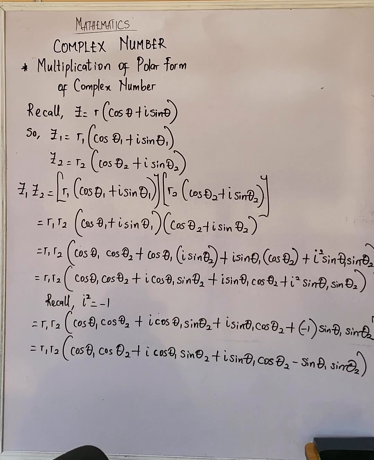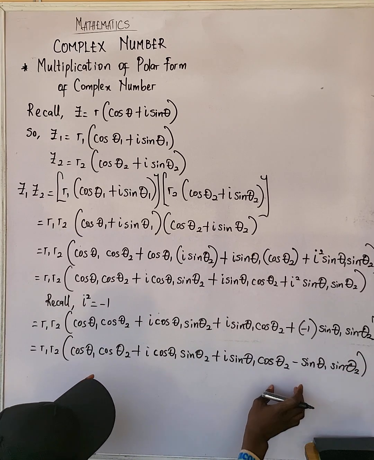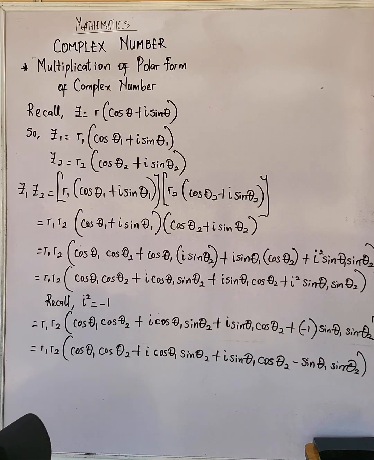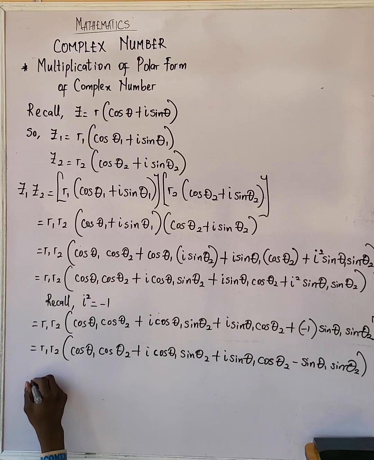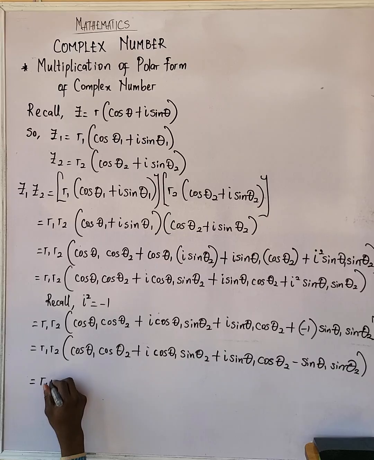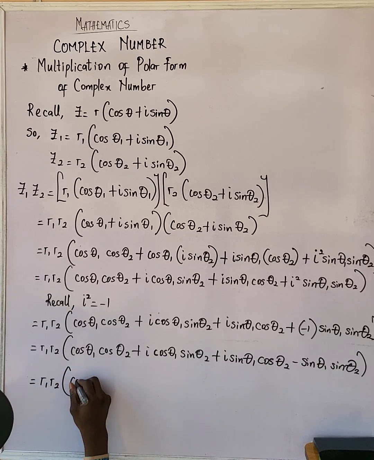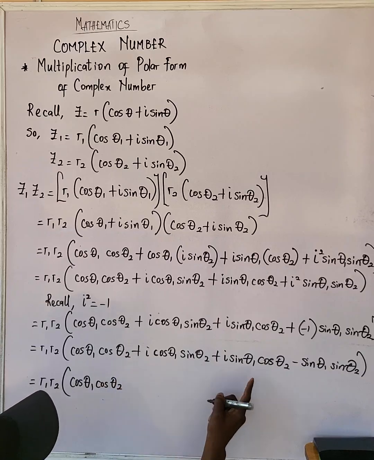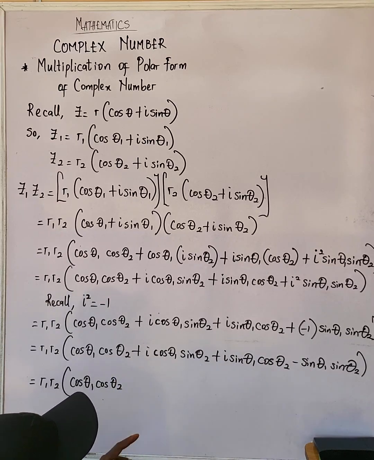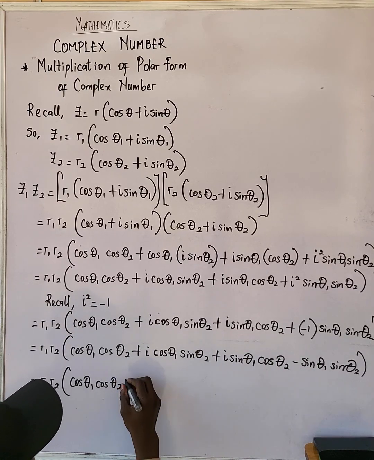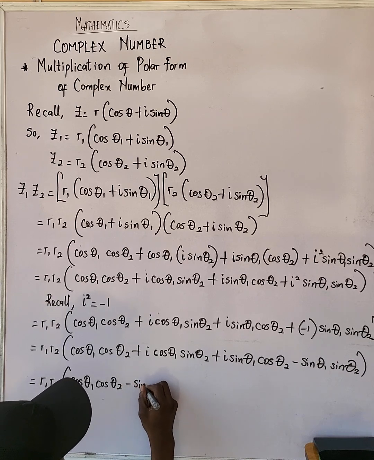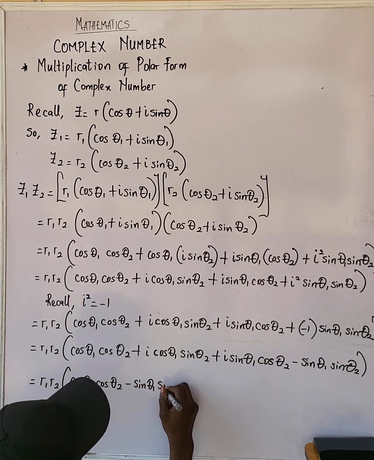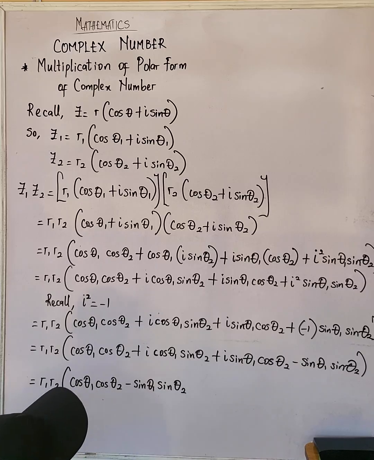So what do we do? Let's bring this one to meet this. So what do we now have? We're going to have R1, R2, so we have cos theta 1, cos theta 2. When we bring this, we are not taking it anywhere, we are just collecting like terms. That is minus sin theta 1 sin theta 2, right?